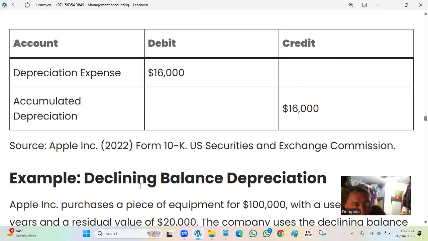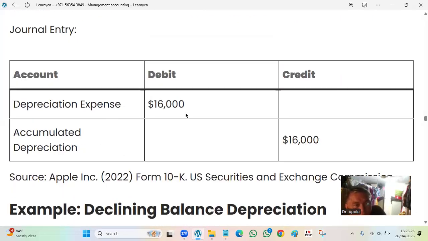The journal entry is like this one. Depreciation is debited because it's an expense, because you shelve out the value of property. Accumulated depreciation credit is 16,000. Sometimes in the profit, we charge depreciation as a payment. So that will be an income. So this is how the journal entry looks like. This is from IFRS style.